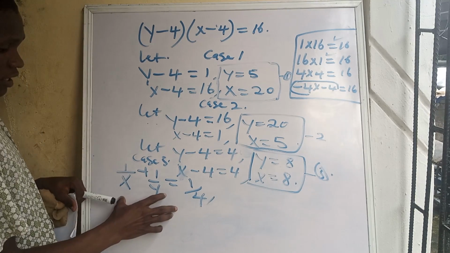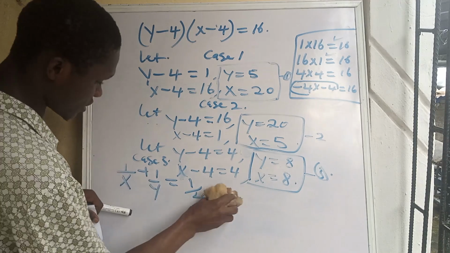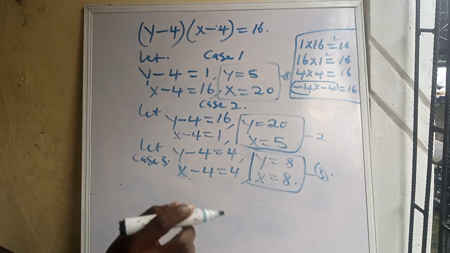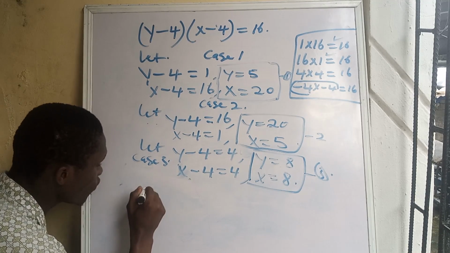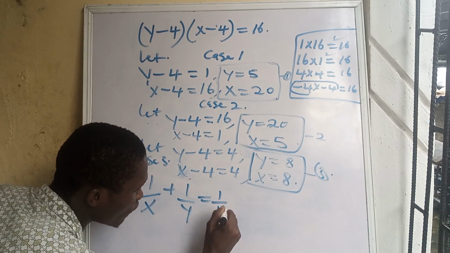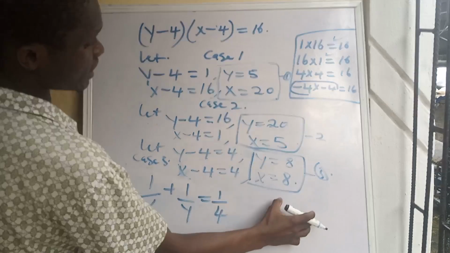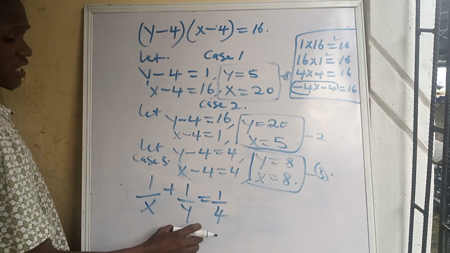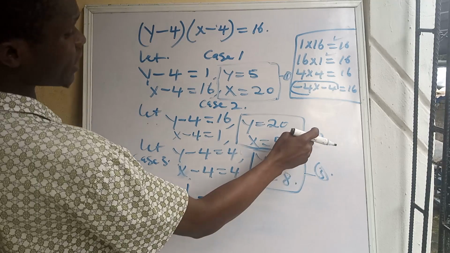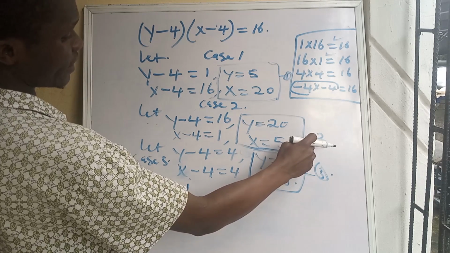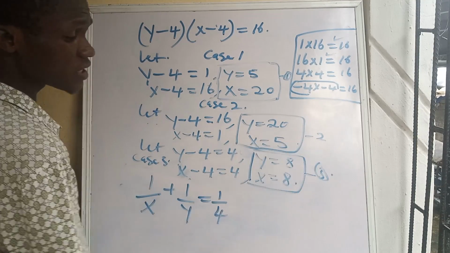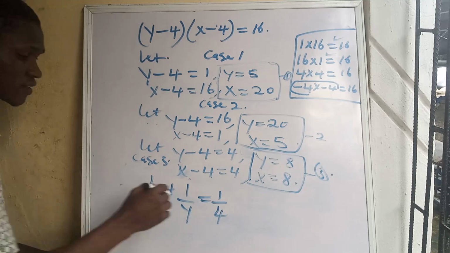Okay, let me rewrite. Recall, our equation says we are having 1/x plus 1/y is equals to 1/4. Let's pick any of the cases, then plug the values of x and y to see whether it's going to be equals to 1/4. Case 1 is going to be the same thing, case 2 is going to be the same thing. Let me pick case 3 for simplicity.